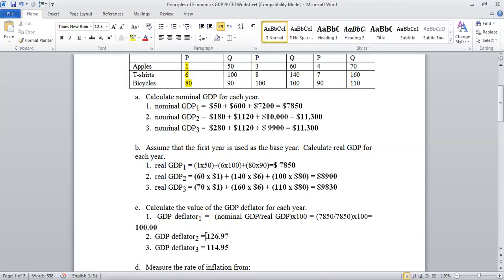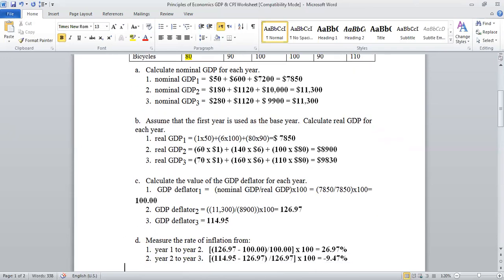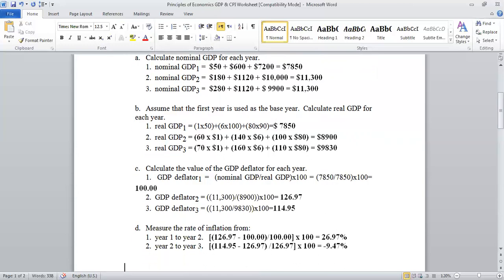Okay? GDP deflator for year 2, what's the nominal for year 2? That's 11,300 divided by real GDP for year 2, that's 8,900, multiplied by 100. If you calculate it, you should get 126.97. Okay? Then for year 3, you're going to do the same thing. Nominal GDP for year 3 is 11,300 divided by real GDP for year 3, that's 9,830, times 100, you will get 114.95.